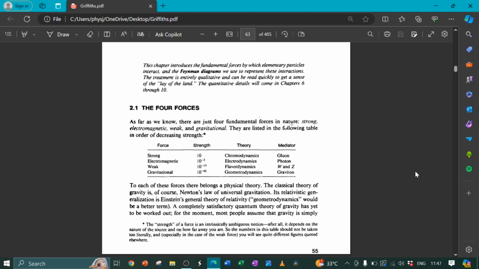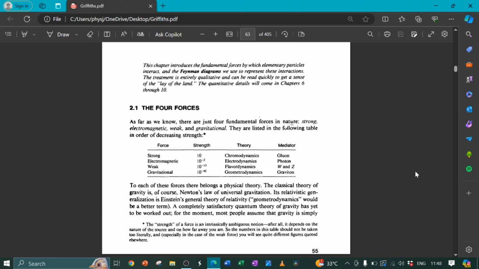The strength of a force is an intrinsically ambiguous notion. After all, it depends on the nature of the source and on how far away you are. So the numbers in this table should not be taken too literally, and especially in the case of the weak force, you will see quite different figures quoted elsewhere. To each of these forces, there belongs a physical theory.